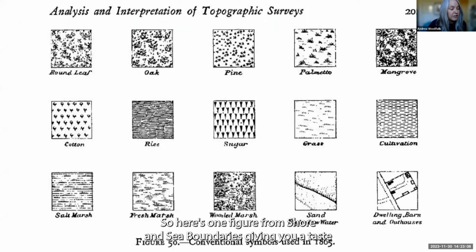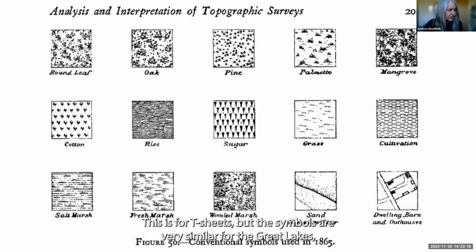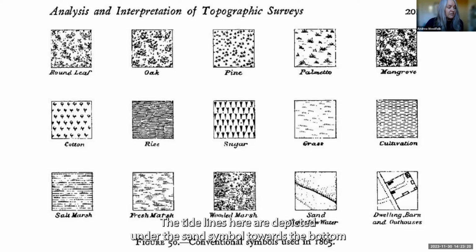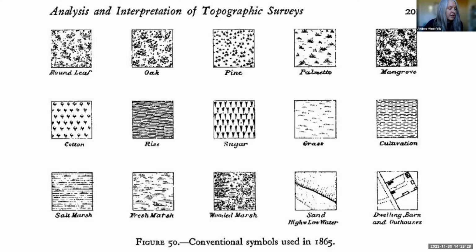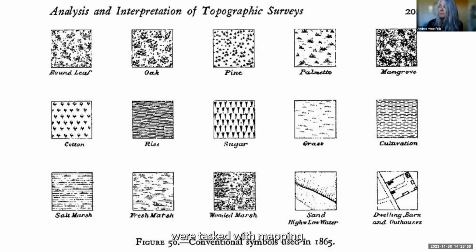So here's one figure from Shore and Sea Boundaries, giving you a taste of the habitat, land use, and tidal lines that generally appeared in our surveys. This is for T-sheets, but the symbols are very similar for the Great Lakes, except for the tide lines. The tide lines here are depicted under the sand symbol towards the bottom. And here they show the separation between high and low water. The tidal datums used in T-sheets varied from map to map, but it was one of the most important pieces of information that the surveyors were tasked with mapping.